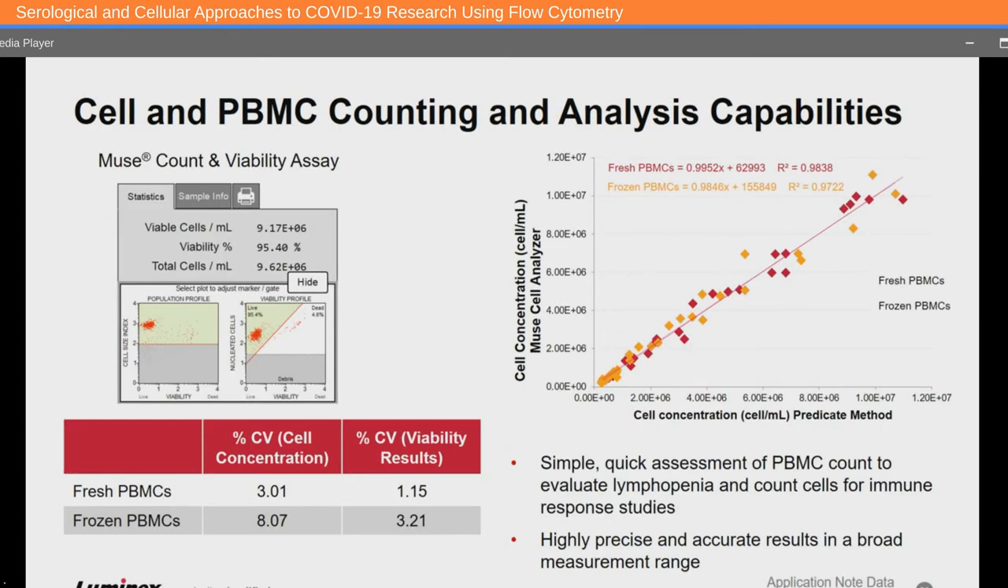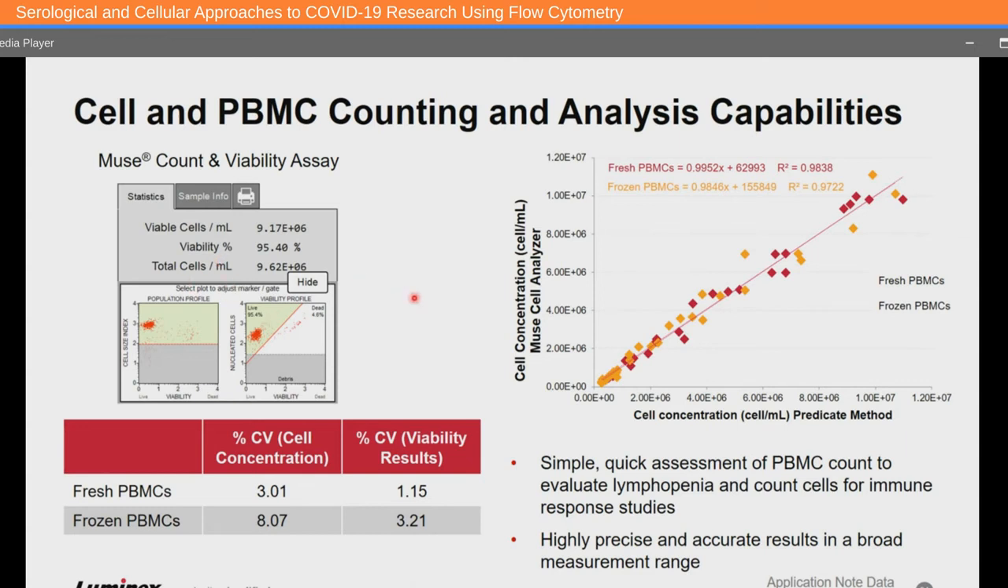Muse count and viability assay is a very useful assay for determining cellular concentrations and viability status in a cellular sample. This has been applied to the study of numerous cell types, including fresh and frozen PBMC samples. The assay has a dedicated software module that outputs summarized data in an easy-to-interpret format, as shown in this figure.